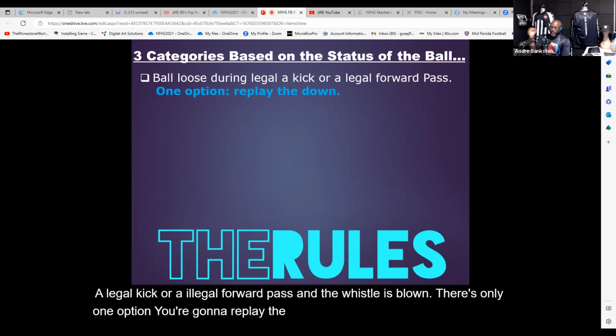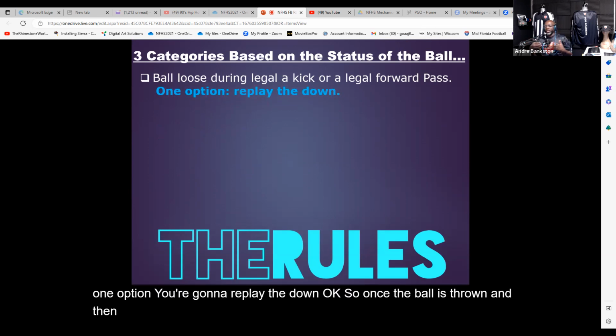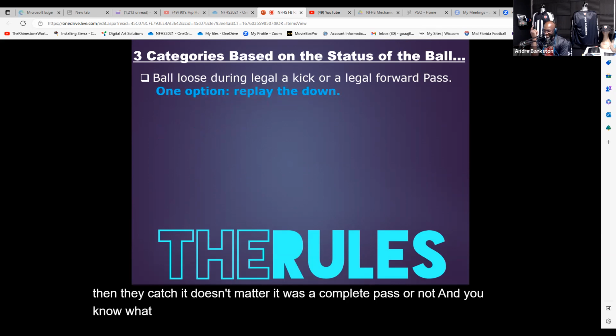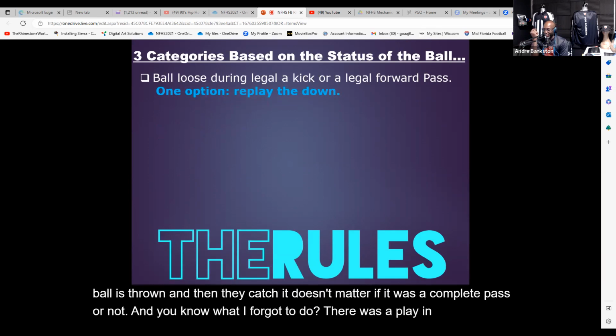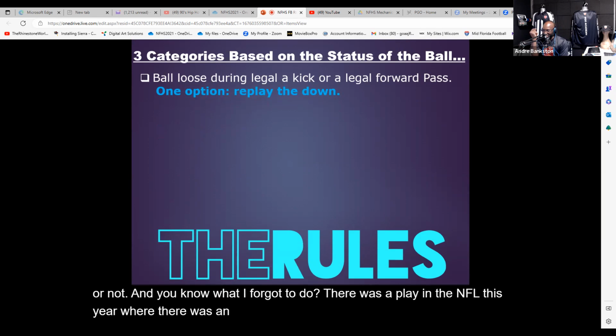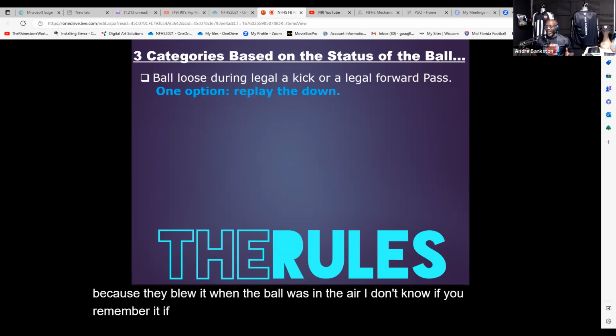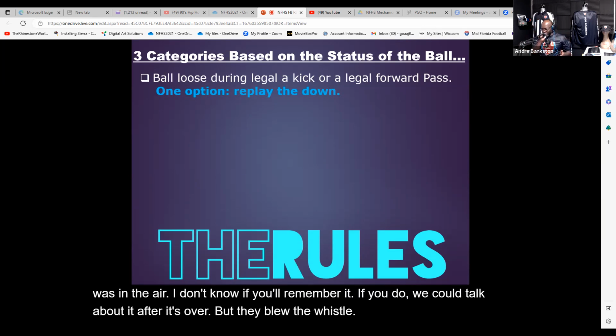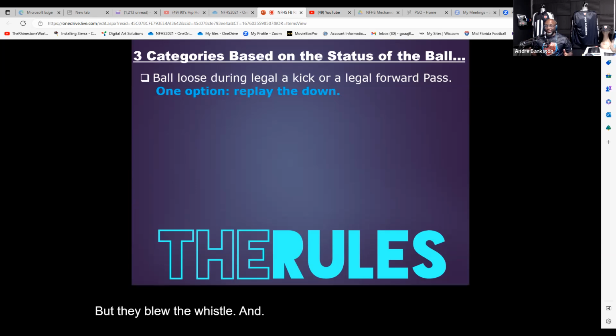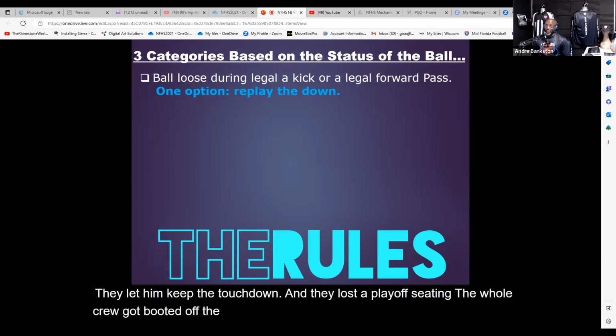Okay. So once the ball is thrown and then they catch it, it doesn't matter if it was a complete pass or not. And you know what I forgot to do? There was a play in the NFL this year where there was an inadvertent whistle. And I meant to put that on here because they blew it when the ball was in the air. I don't know if y'all remember it. If you do, we could talk about it after it's over. But they blew the whistle and they let them keep the touchdown. And they lost their playoff seeding. The whole crew got booted off the playoffs because of it.